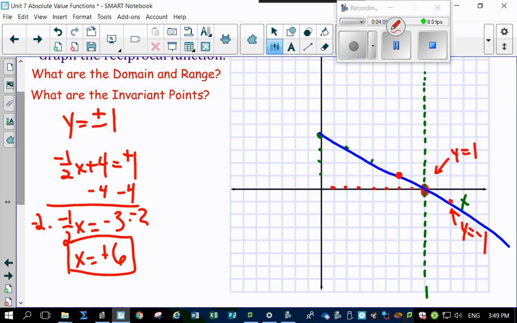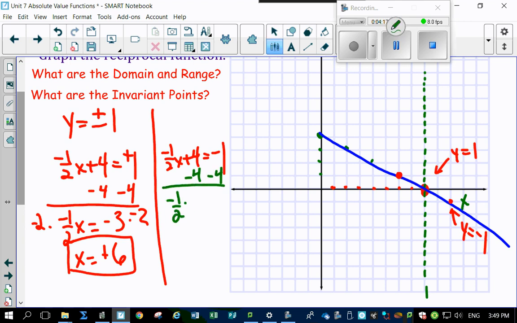Now, let's find the other one. This is going to be negative 1/2 x plus 4 at -1. So again, I'll use a different color. Subtract the 4, and look what you get. You get a -1/2 x. Looks like this is about -5. Multiply both sides by -2, you got x equals positive 10. So we know that 1, 2, 3, 4, 5, 6, 7, 8, 9, 10. There it is. There's our other invariant point.